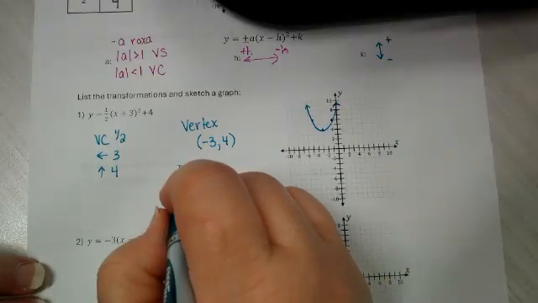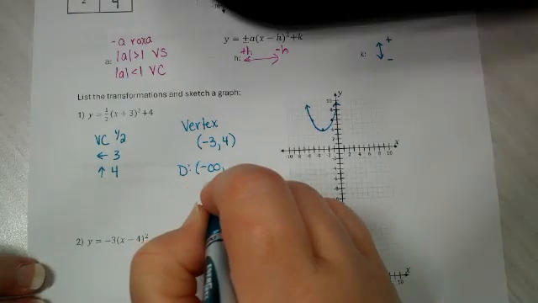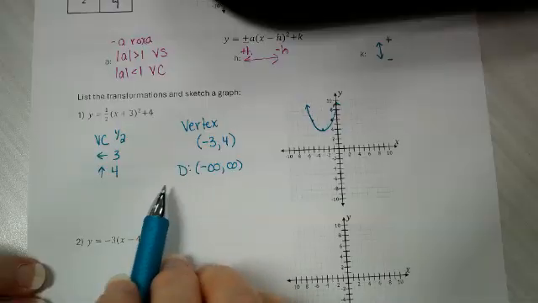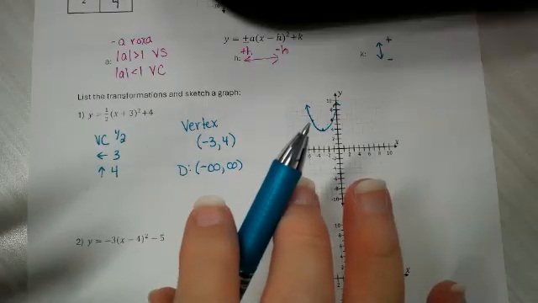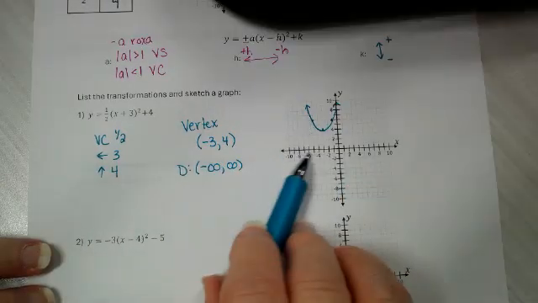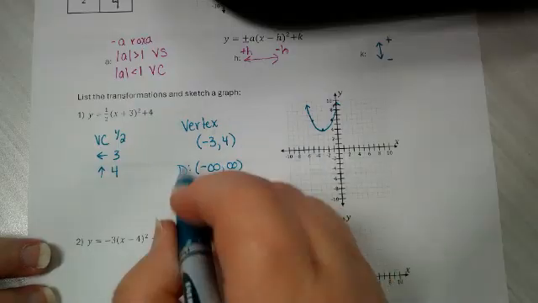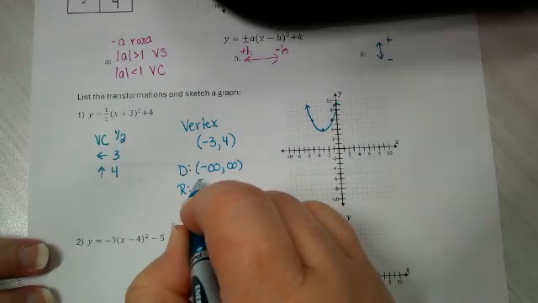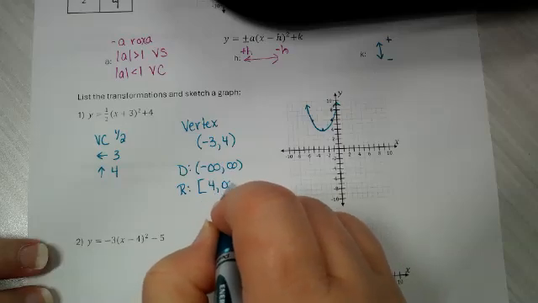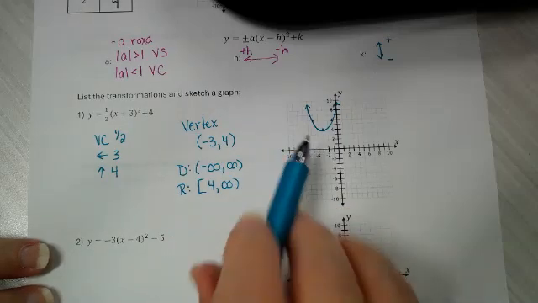The domain of this function is all real numbers. Your domain is always going to be all real numbers. No amount of transformations can change that. But since it did move up 4, my range goes from 4 to infinity. And 4 is included because it's on the line.